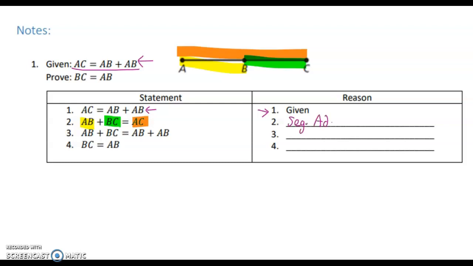I'm going to abbreviate here. The segment addition postulate lets us say the left side, AB, plus the right side, BC, equals the whole thing, AC. So that's the segment addition postulate.